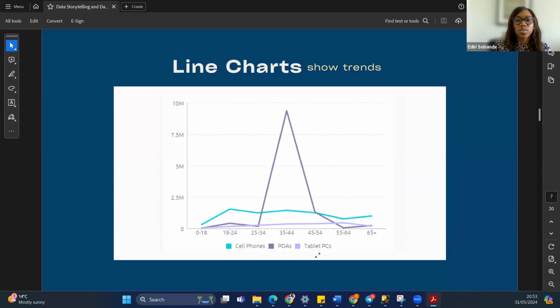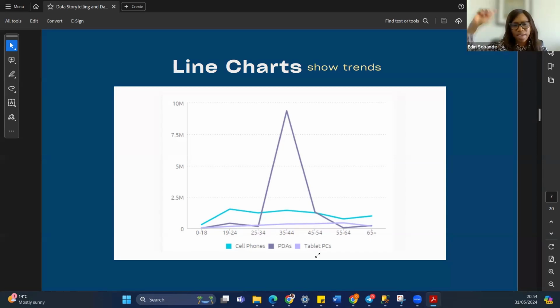For instance, in this case, we can see three different products in an organization, and it's showing the trends in terms of the sale of those products across different age groups. So we want to see which of the age group is purchasing a particular product more. With a line chart, it is easy for your audience to see the high points and the low points.